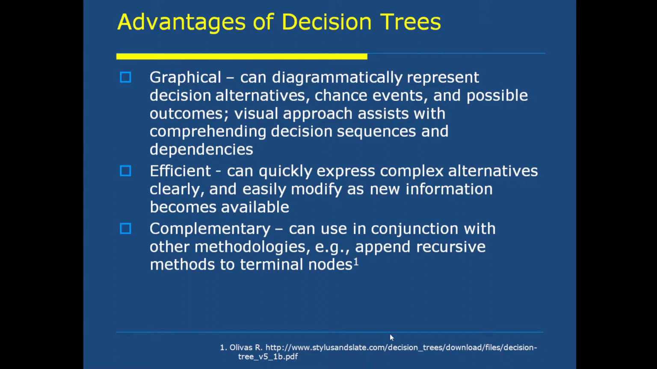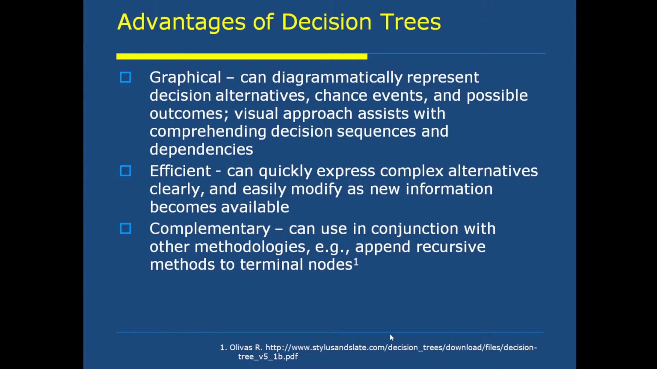There are some advantages of using decision trees. First of all, it is graphical, so it can diagrammatically represent decision alternatives, chance events, and possible outcomes. The visual approach assists with comprehending decision sequences and dependencies.